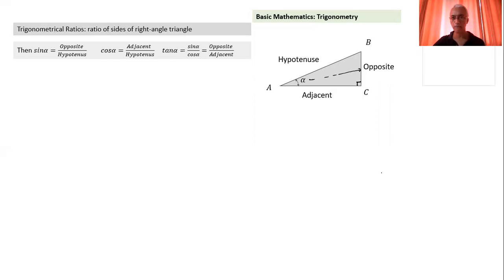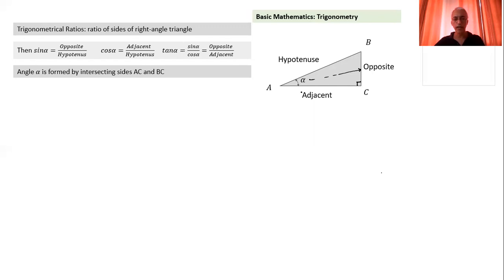Sine alpha is opposite by hypotenuse. Cos alpha is adjacent by hypotenuse. Tangent alpha can be defined either as sine alpha by cos alpha, or in terms of side ratios, opposite by adjacent. So these are the basic definitions we should know.